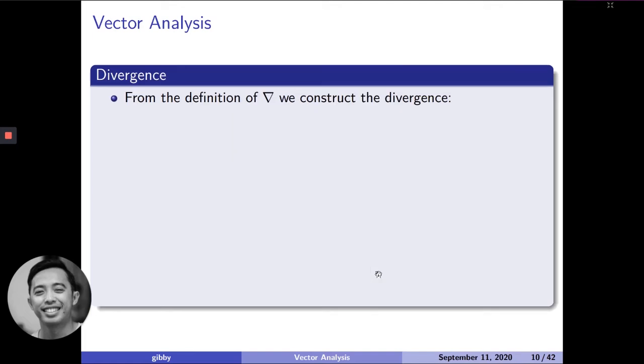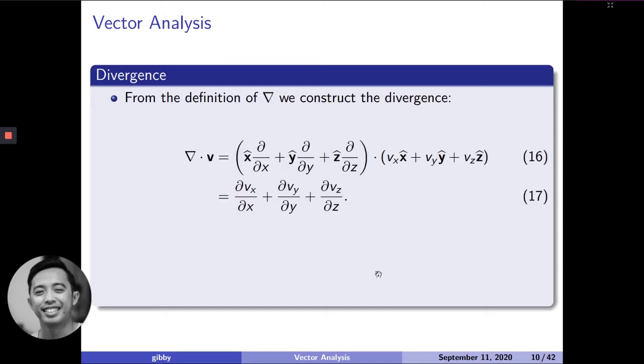So from the definition of nabla, we construct the divergence given by equation 16. So we have del dot v. Okay, this is del dot v.